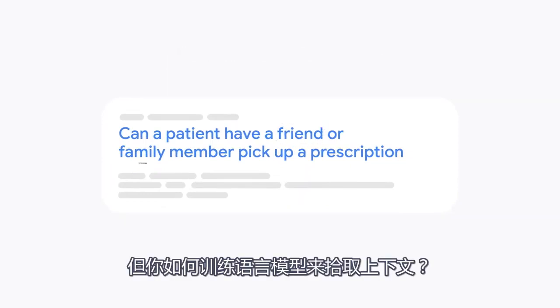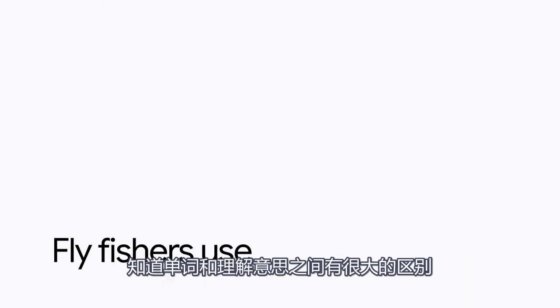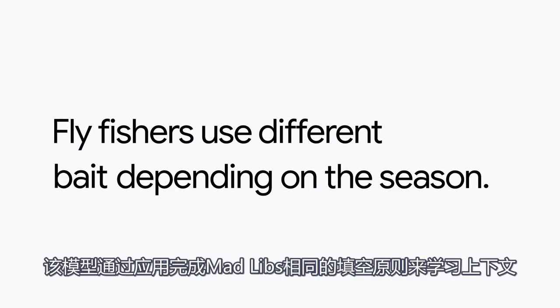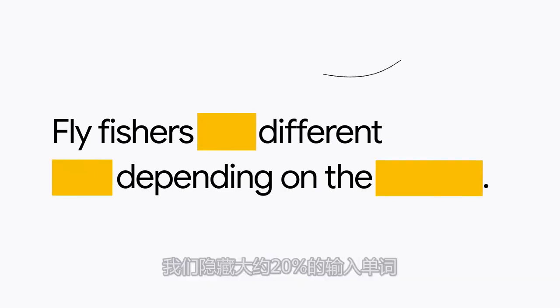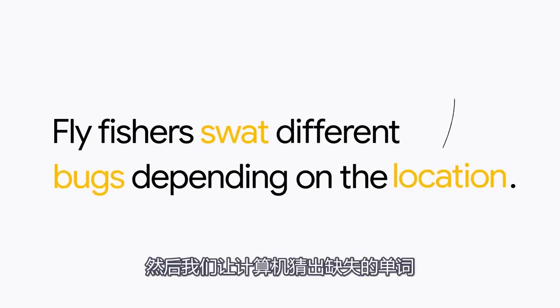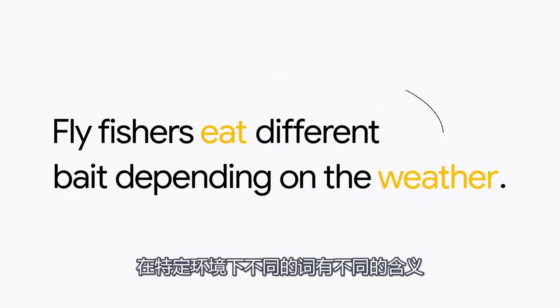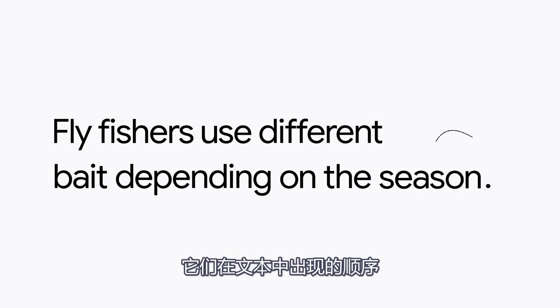But how do you train a language model to pick up context? There's a big difference between knowing words and understanding meaning. The model learns context by applying the same fill-in-the-blank principles it takes to complete a Mad Libs. So we take a phrase, we hide about 20% of the input words, and then we make the computer guess the words that are missing. Over time, the model begins to understand different words have different meanings depending on what's around them. And the order in which they appear in that text really matters.